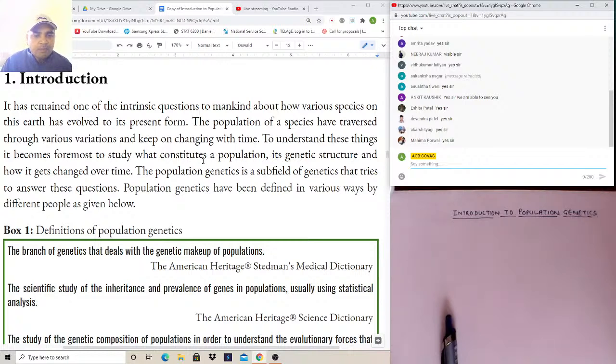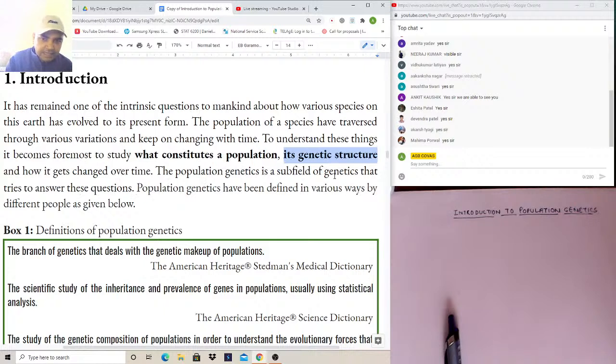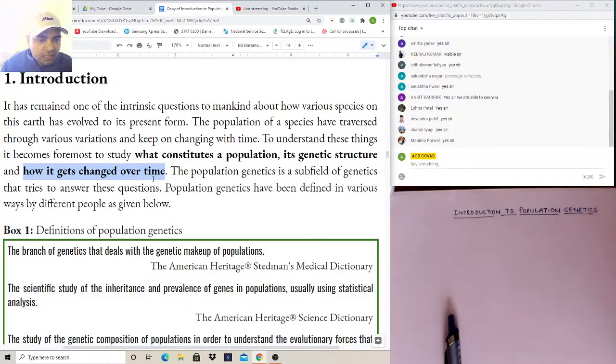So these are our basic central ideas: what constitutes a population, then what is its genetic structure, and then how it changes over time. These are some of the basic questions we will look into in population genetics, to answer them and also to quantify them, that is, how we can calculate these values.